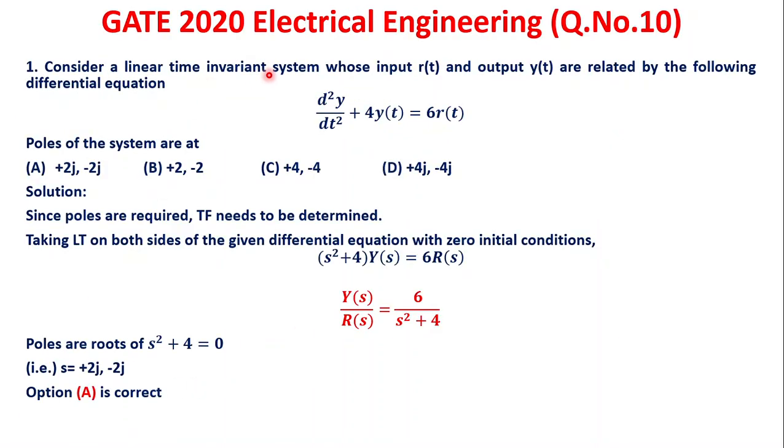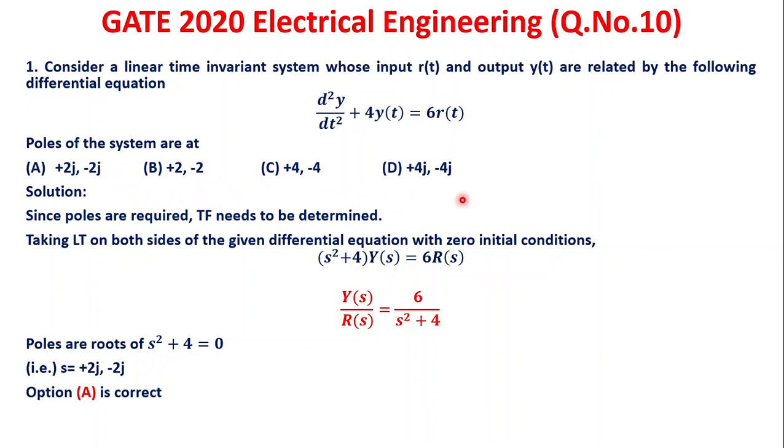The first question is taken from GATE 2020 Electrical Engineering, question number 10. A linear time invariant system whose input and output are related by a differential equation. It is a second order differential equation: d square y by dt square plus 4 y equals 6 r. Poles of the system are: four options are given.